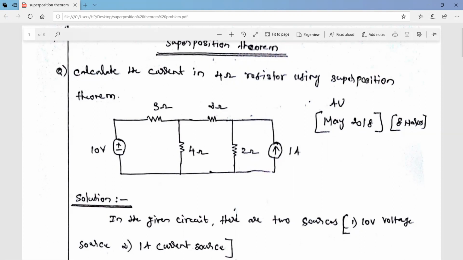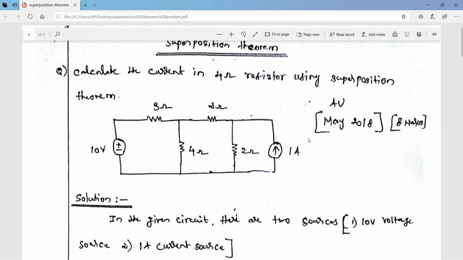According to the superposition theorem, if the circuit has two sources, in step number 1 we have to activate one source only. Here there is one voltage source and one current source, so in the first step we activate the 10 volt battery alone and deactivate the 1 amp current source. Deactivating it means this 1 amp source is not working.